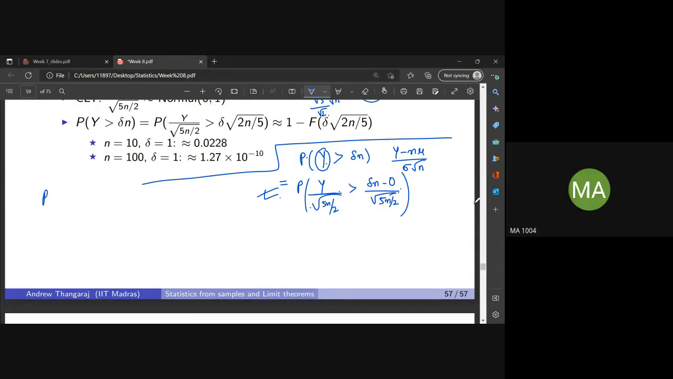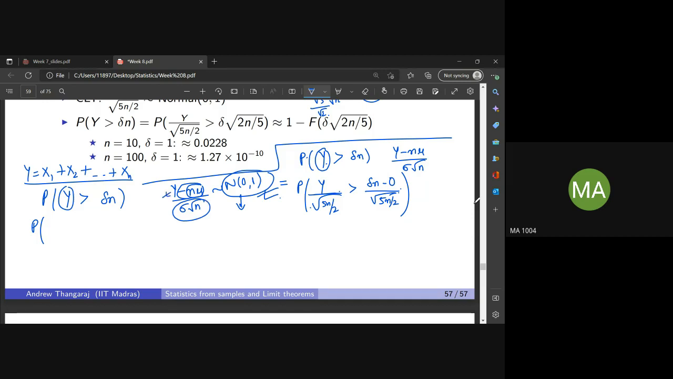No, I didn't understand. Probability of Y greater than delta n. Okay, let's say you have to find the probability that Y is greater than delta n. What is Y? Y is given to be X1 plus X2 plus up to Xn, right? But we don't know what the distribution of this X1 plus X2 plus Xn is. So what does the central limit theorem say? It says that (Y minus n mu) upon sigma root n should follow a normal distribution with mean 0 and variance 1. So we will try to bring this Y to this normal 0-1 form. How do we do that? We have to subtract n mu from Y, and divide by sigma root n.